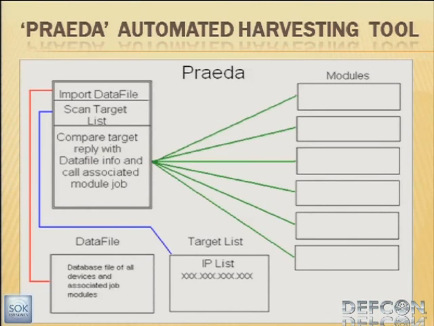Simple how the tool works. It's made up of four pieces. You have the praeda.pl, which is a dispatcher. You have individual modules designed to go against certain model types. You feed it a target file, or target list, of all the IPs of printers that you want to run this attack against. And you have a data file which does fingerprinting.